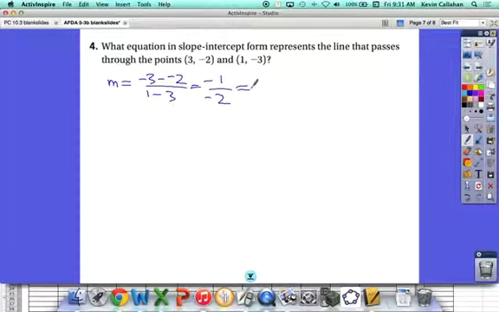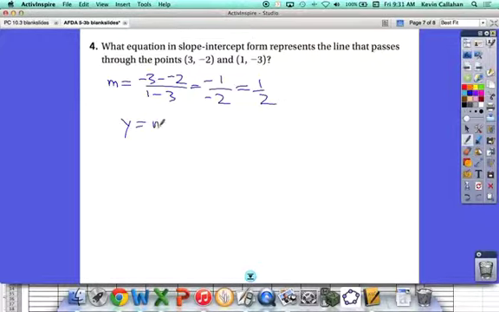What do you do with the negatives? They cancel each other out. Like when you multiply a negative times a negative, you get a positive. Same thing for division. Negative over negative means positive. Okay, now what do we do? That was first step, find the slope.